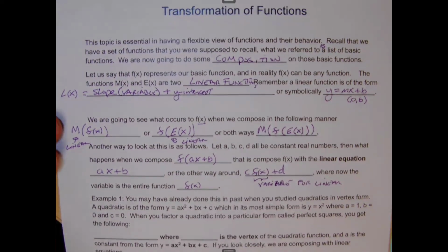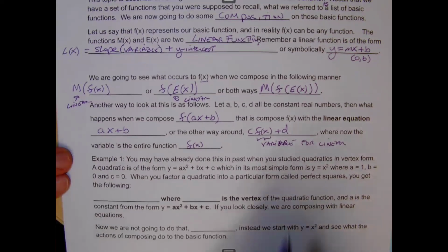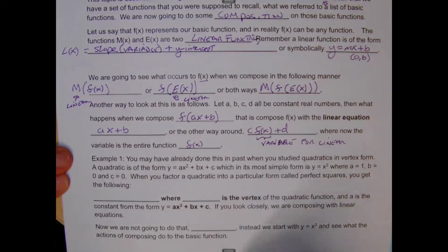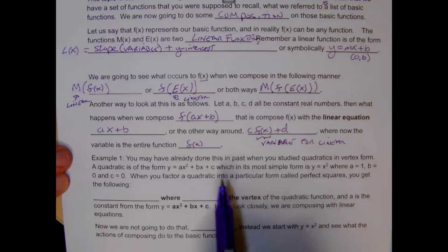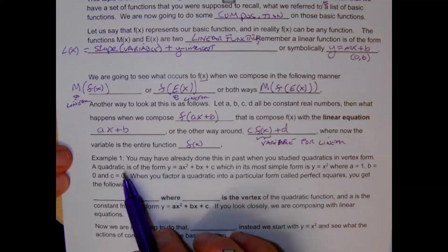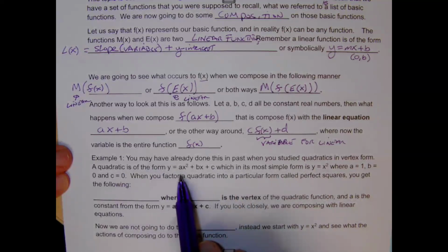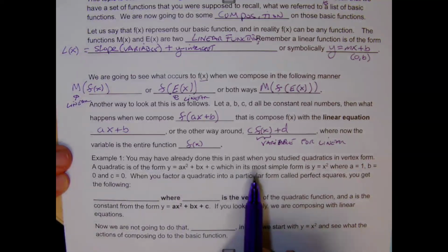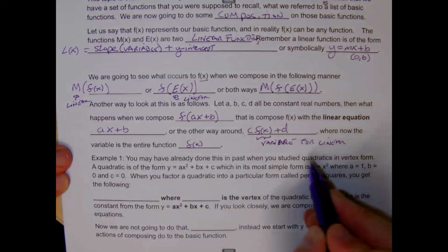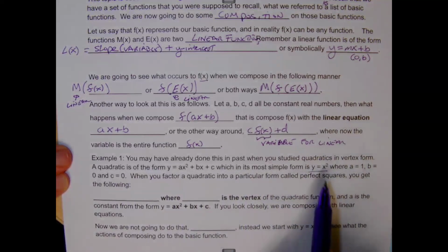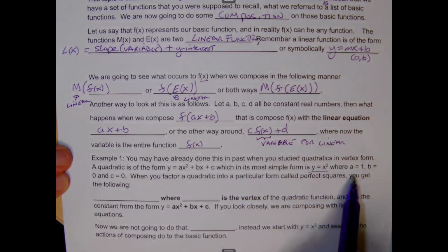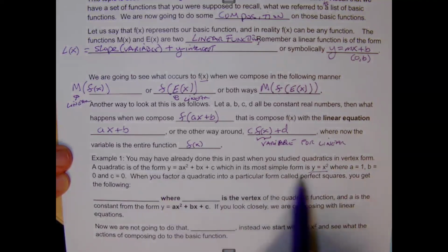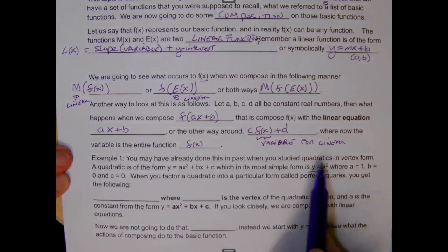Okay. So now let's look at a quick little example. You may have already done this in the past when you studied quadratics in the vertex form of a quadratic. So a quadratic is of the form y equals ax squared plus bx plus c, which in its simplest form is y equals x squared, and you may recognize it as being one of the basic functions, where a becomes 1, and b becomes 0, and c becomes 0. So this is the simplest way you can write a quadratic.